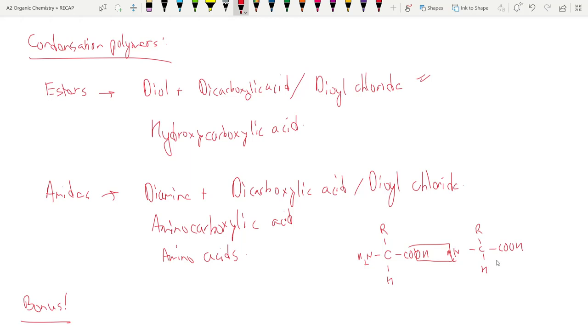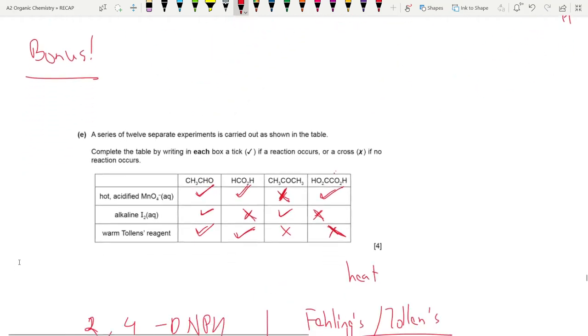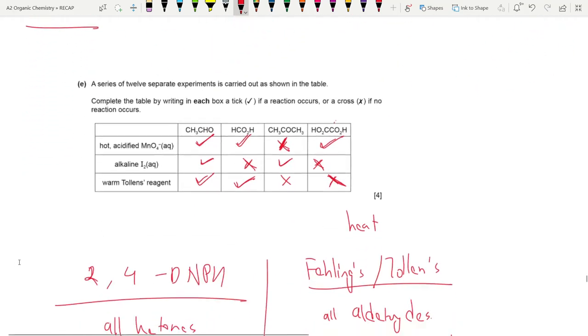Also remember this: if you're asked to draw a dipeptide or tripeptide, for a tripeptide there will be two peptide bonds, for a dipeptide there will be one peptide bond, and you cannot draw dangling bonds in that case. But if you're asked to draw a repeat unit, you can draw those dangling bonds. So I have some extra things for you. This is bonus. These are from some previous years.